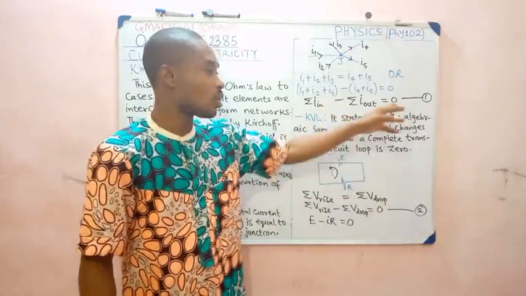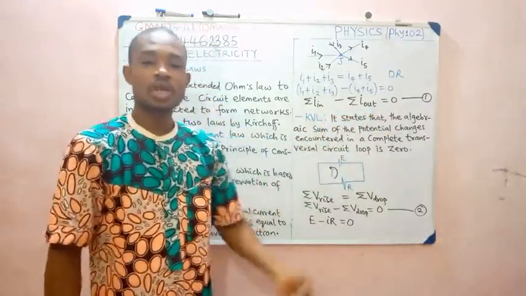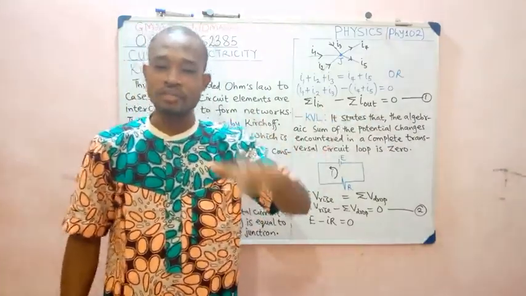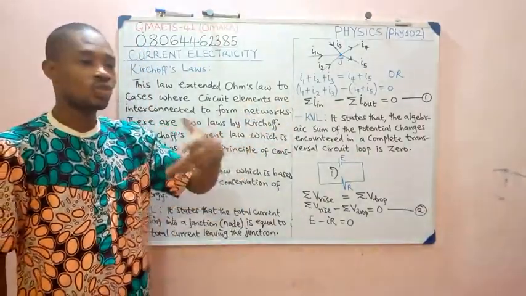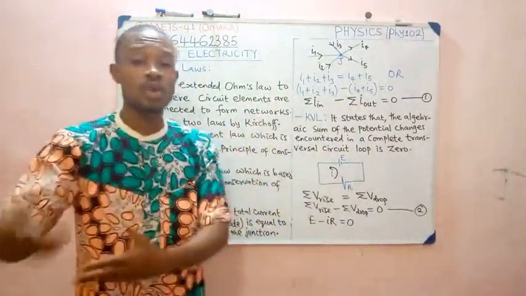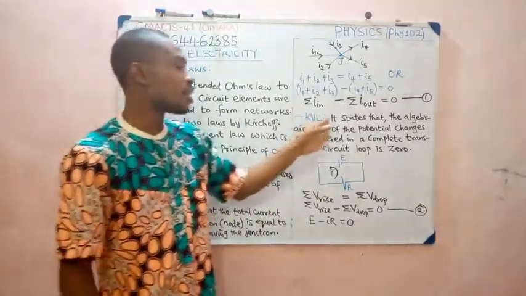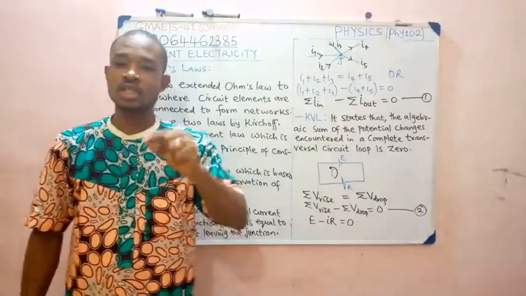Of the current will be equal to what? 0. Algebraic sum of current entering and leaving a node is equal to what? 0. So that is another way of stating it. If you don't want to say current entering is equal to current what? Leaving. I want to talk about KVL, the Kirchhoff's voltage law.